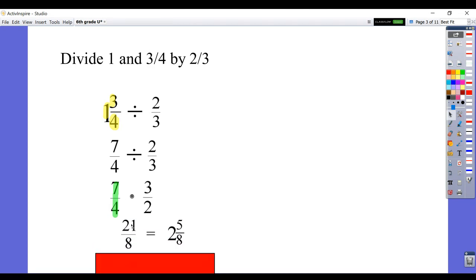7 times 3 is 21, 4 times 2 is 8, so you get 21/8. And I don't have it shown off to the side here, but you could, on your scratch paper, realize that to change that improper fraction to a mixed number, you would take 21 divided by 8. 8 would go into 21 2 whole times, giving us 16. Subtract, you get 5. And this whole number at the top, remember, is always your whole number.